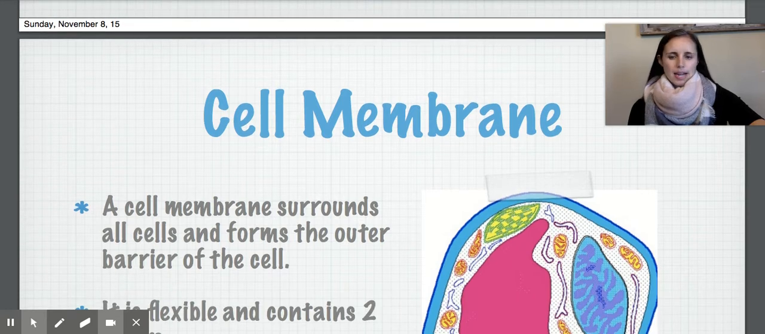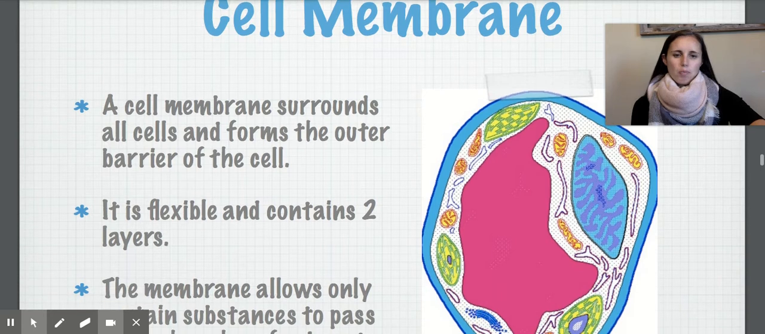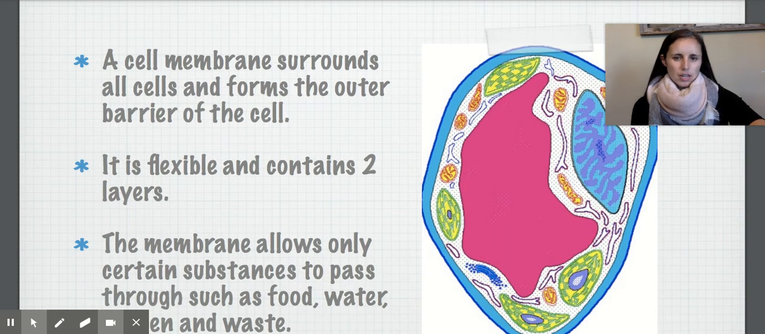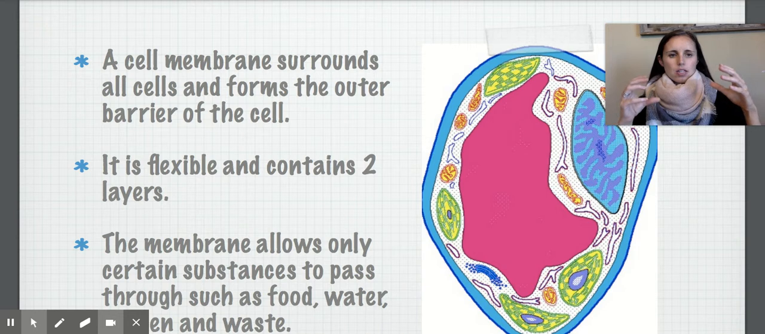The cell membrane is next. A cell membrane surrounds all cells and forms the outer barrier. If we were actually looking at the cell membrane, we would be looking at this blue area here, and notice that it's a barrier between the cell and the environment. So cells are specialized little pods, and oftentimes they don't want what's out coming in, and oftentimes they don't want what's in coming out. Here's the tricky part though: sometimes you have to get stuff out, and sometimes you have to get stuff in.